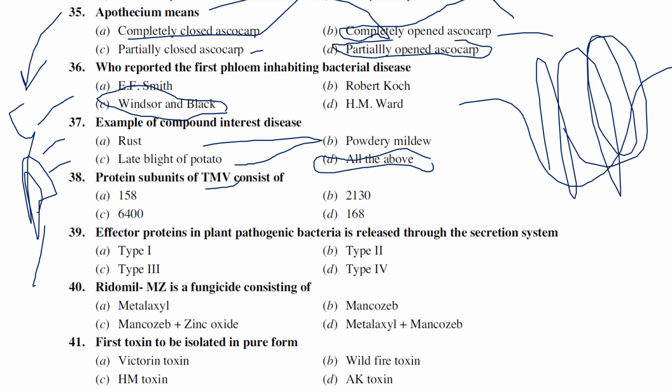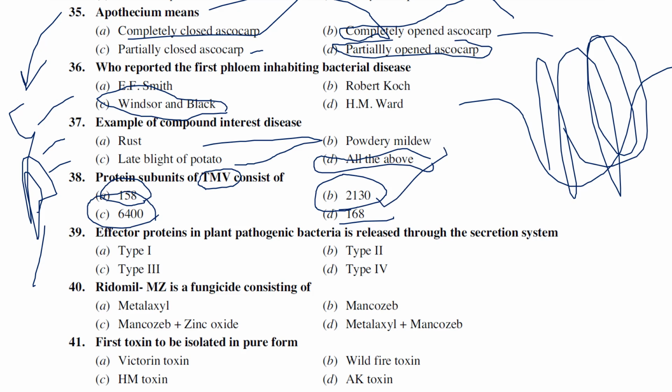Protein subunits of TMV consist of. So how many proteins are generally present in TMV? They're asking 158, 2130, 6400, and 168. Generally 158 amino acids, 2130 protein subunits, 6400 nucleotides are generally present. Since they have asked protein subunits, it's 2130 protein subunits that are present.